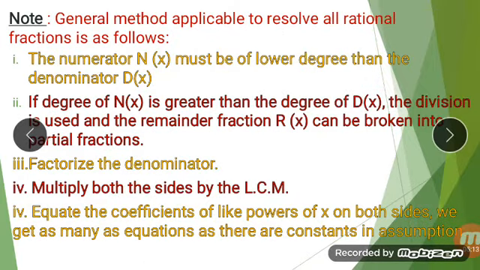Then we discussed some important points: before making the partial fractions, the fraction should be converted into a proper fraction by the long division method. Then we have to factorize the denominator if factorization is required. Then we can multiply both sides by the LCM in order to eliminate the fractions. Moreover, we can equate the coefficients of like powers on both sides in order to find the unknown values. These points were already discussed in the previous classes.